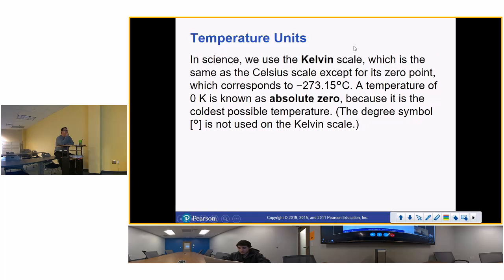Write this down. In science, we use Kelvin. Kelvin is used when you get extremely high or extremely low. It is the same as the Celsius scale, except for its 0 point, which corresponds to negative 273 degrees Celsius. A temperature of 0 K is known as absolute zero. I bet they're going to ask us what 273 Celsius is in Fahrenheit. Because it is the coldest possible temperature, the degree symbol is not used on the Kelvin scale.